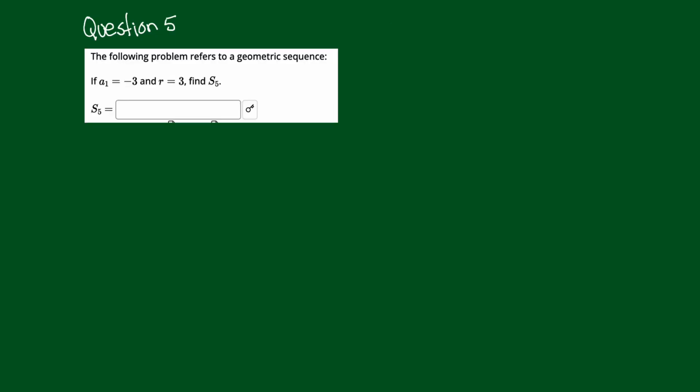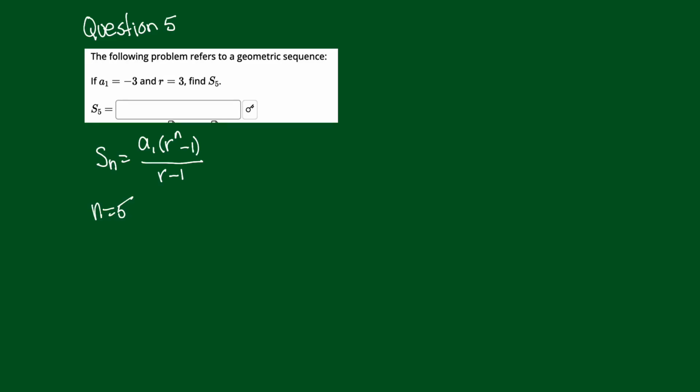Now in question 5, we're given that this information here refers to a geometric sequence, and what we're looking for is the sum of the first 5 terms. Well, I have a formula for that. So do you. It goes like this. The sum of the first n terms is this fraction: a1, the first term, times r to the n, common ratio to the nth power, where these n's match, minus 1, all over r minus 1.